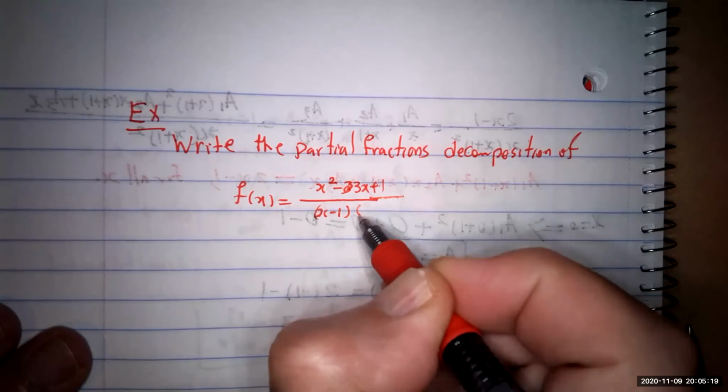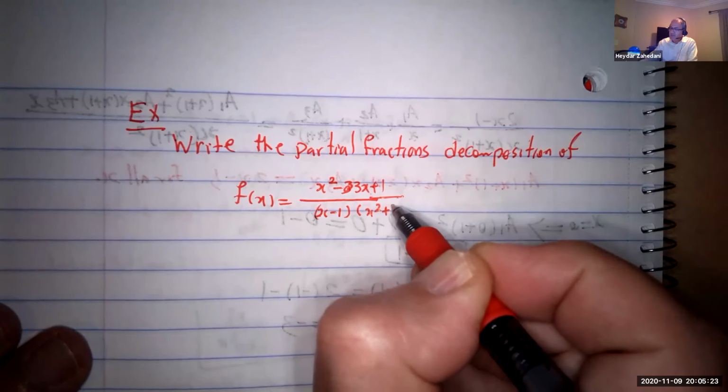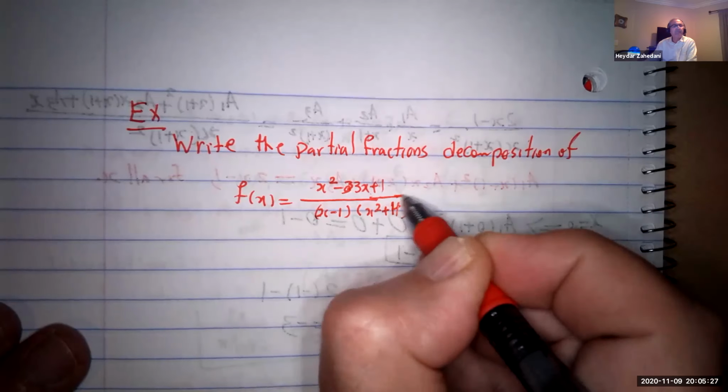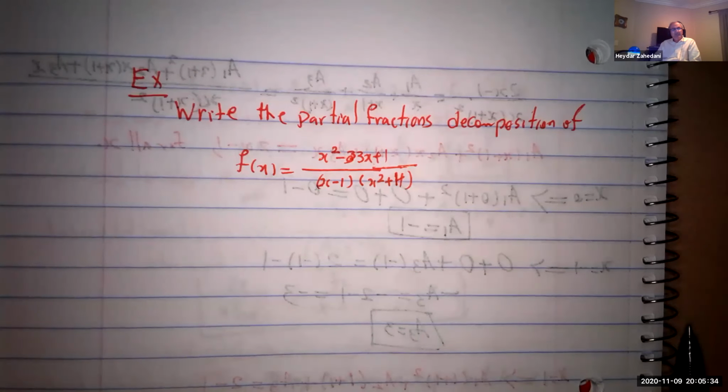times x squared plus 1. Okay, that's going to be 1, or x squared plus 4. Why not? You see, it's going to be non-factorable. So we have one linear factor, which is x minus 1, and one quadratic factor, which is not factorable, x squared plus 4. If it was x squared minus 4, we would be able to factor it, but not this one. Okay, are you ready?